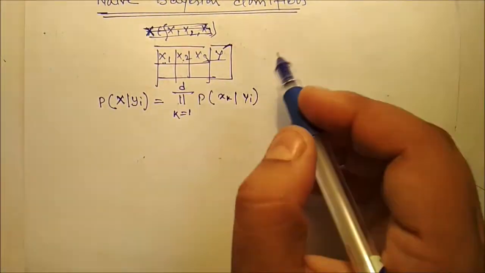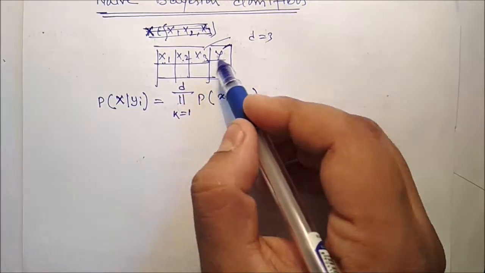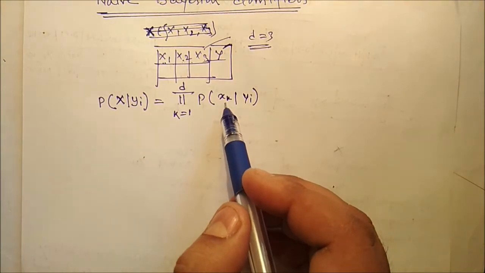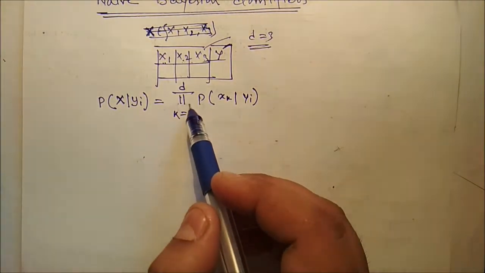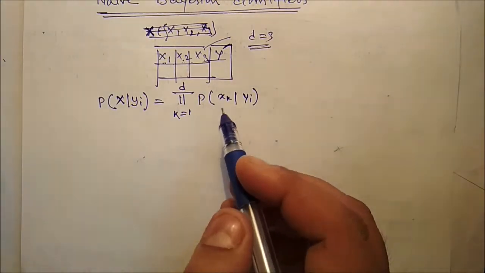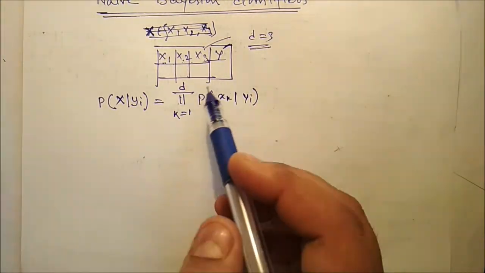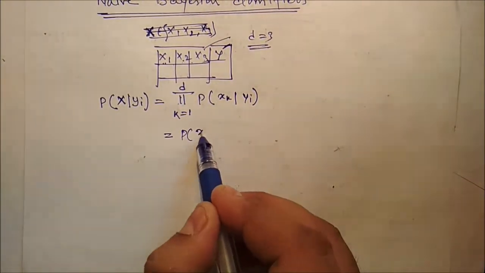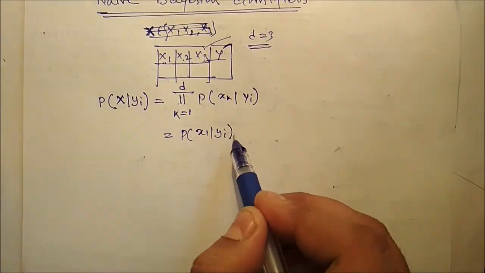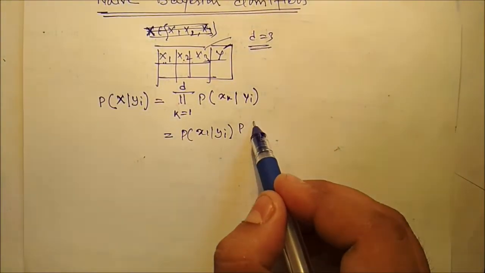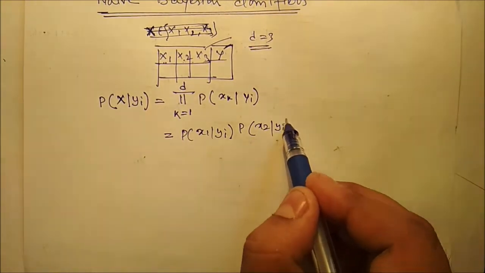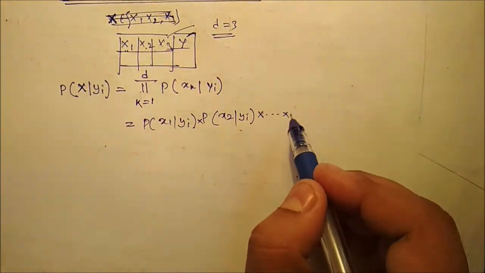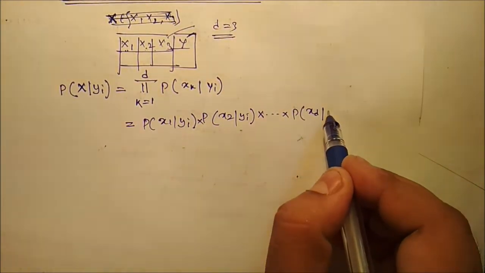D number of attributes are there. In this case d is equal to 3: x1, x2, x3. So k goes from 1 to d, first x1, then x2, then x3, and here you have to multiply. Why is it multiplied? Because the effects of the attributes are independent. So if you break it, we can write the probability of x1 given yi, times the probability of x2 given yi, and so on up to the probability of xd given yi.